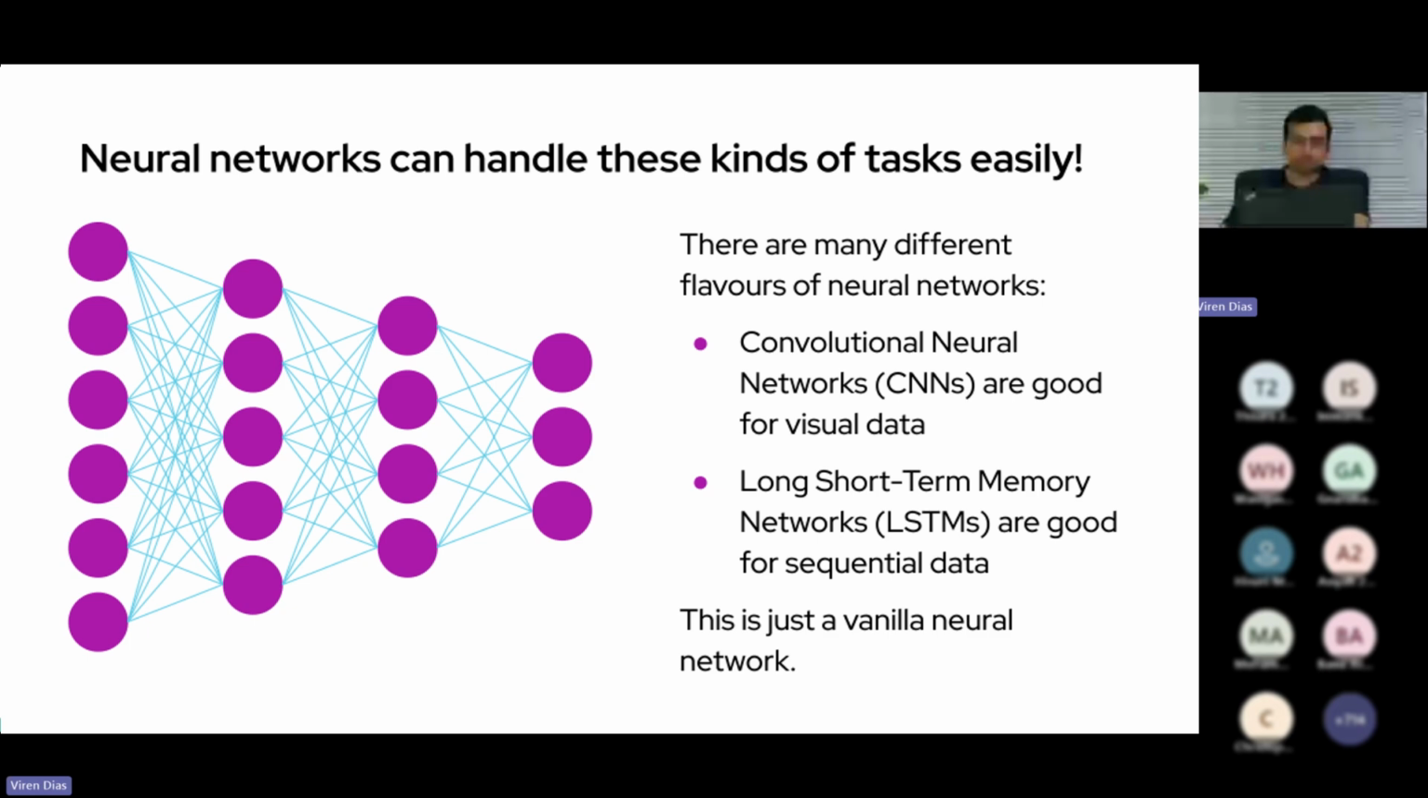So there are many different flavors of neural networks in existence, and you may have heard of some of these. Some of them include convolutional neural networks, or CNNs, which are good for handling visual data, like facial recognition to unlock your phones. Then there's long short-term memory networks, or LSTMs, which are good for sequential data, like speech-to-text for automated subtitles in YouTube videos. But for now, I'll just be talking you through the vanilla neural network and how it recognizes handwritten digits.